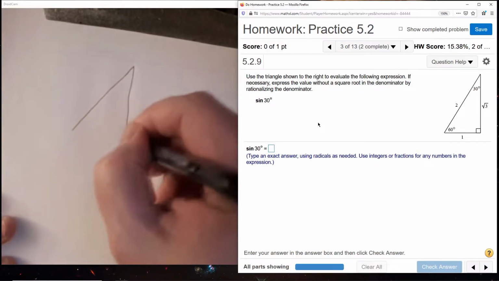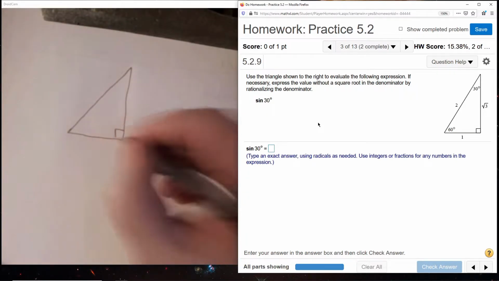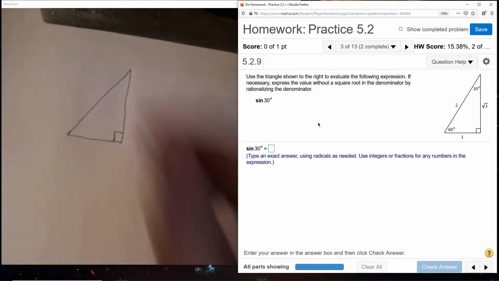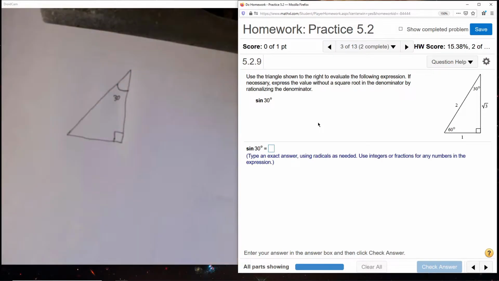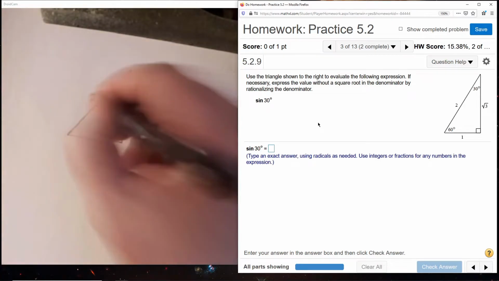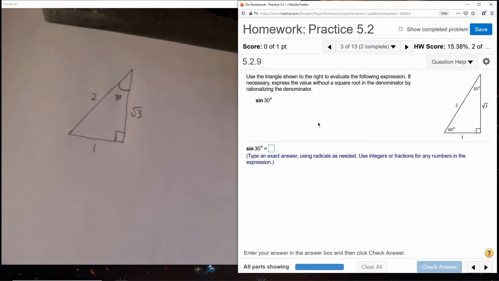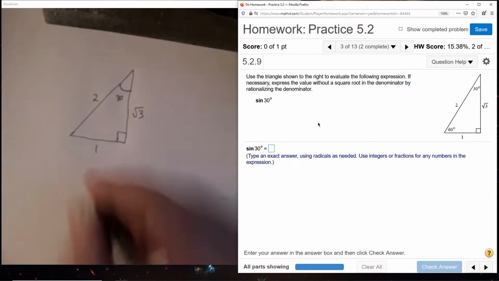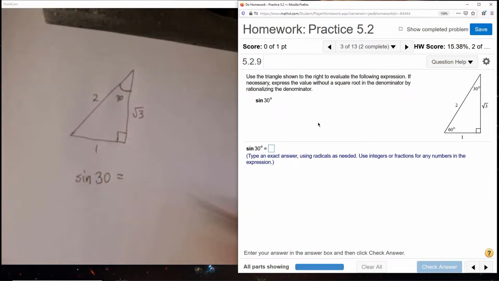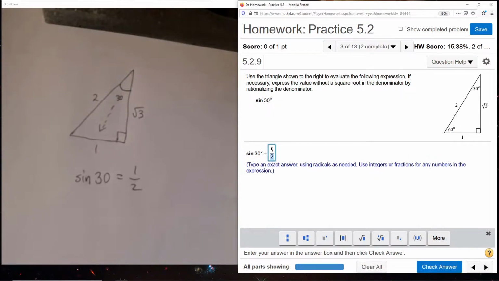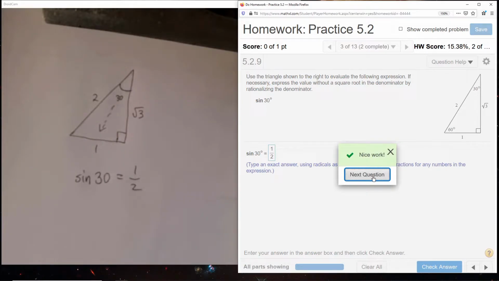So we get our picture, and the 90 degree angle's there. Now they're asking for 30 degrees, which is right here. So that's our angle of interest there. And then we have the legs and their values. And that's all we need to know for sine of 30. So sine, the opposite over hypotenuse. So this leg is the adjacent to the 30 degree angle. And that's it for that one.